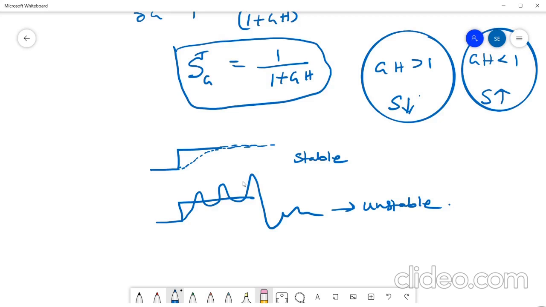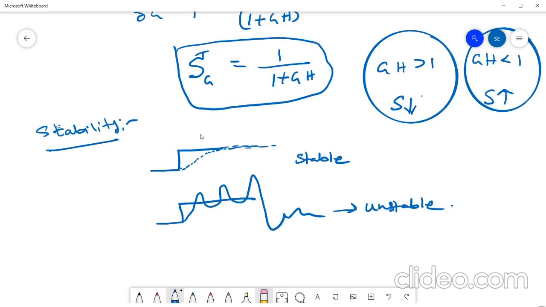Stability. So how is this stability affecting the feedback? From the transfer function, right? What is the transfer function? C by R is equal to G by 1 plus GH. So for the transfer function, if GH is equal to minus 1, what happens?